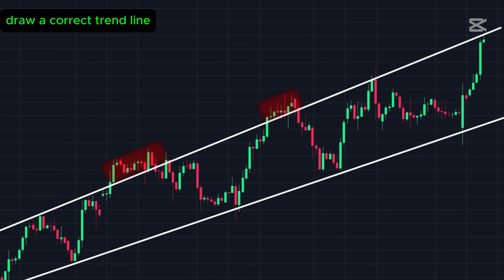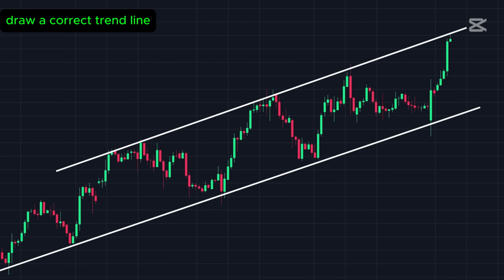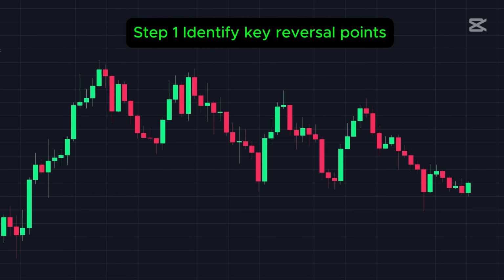If we draw it this way, some swing points do not align with the trend line, which makes it incorrect. But if we redraw it like this, the swing points align correctly with the trend line. This is the correct way to draw it. Let's see another example for further clarity.